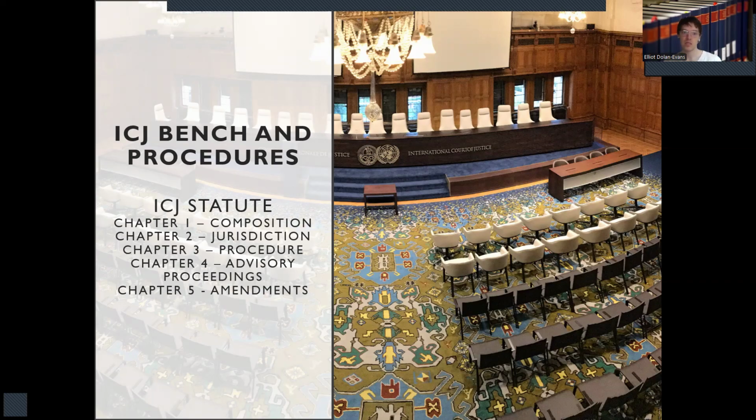Probably of importance, I'll just touch on a couple of sections here. Article 41 is concerned with the important matter of provisional measures. These measures are indicated by the court in an order in cases of urgency. Their object is to preserve the rights of the parties pending some kind of final decision.